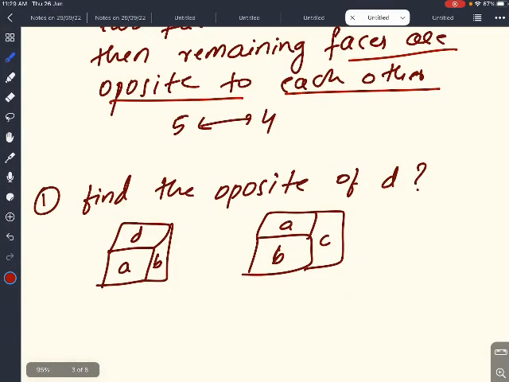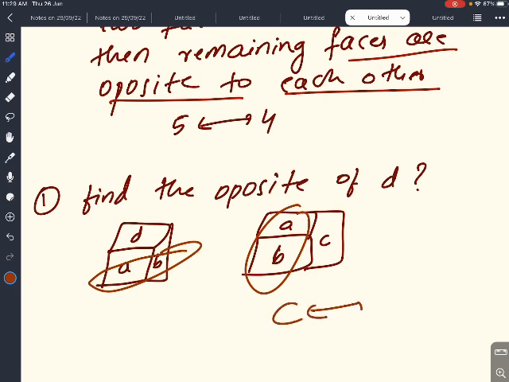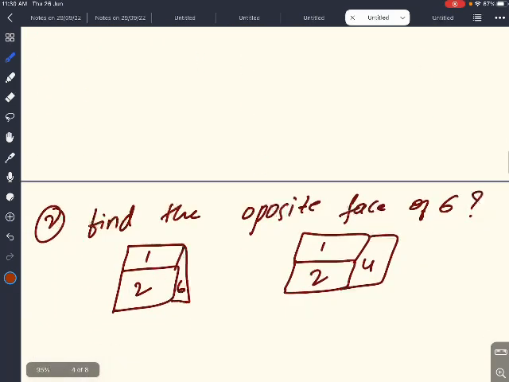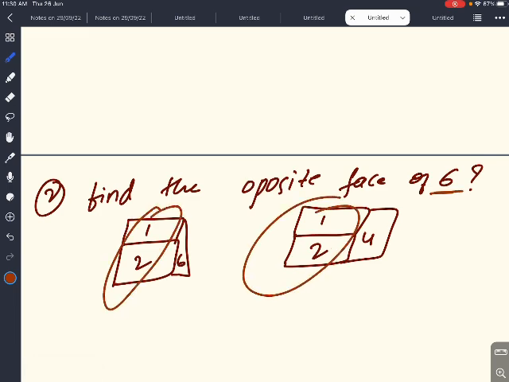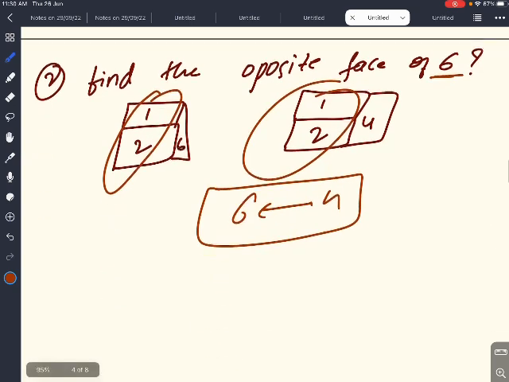Find the opposite of D. You notice here AB is common here, AB is common here. C is opposite to D. Find the opposite of 6. Here 1, 2 is common, 1, 2 is common, so the opposite of 6 is 4. If one face is given, you go clockwise; if 2 faces are common, then the remaining faces are opposite to each other.